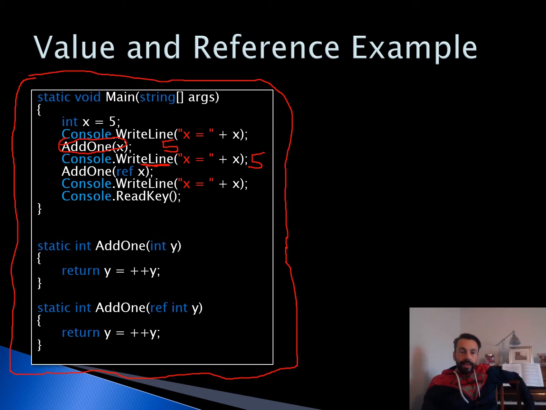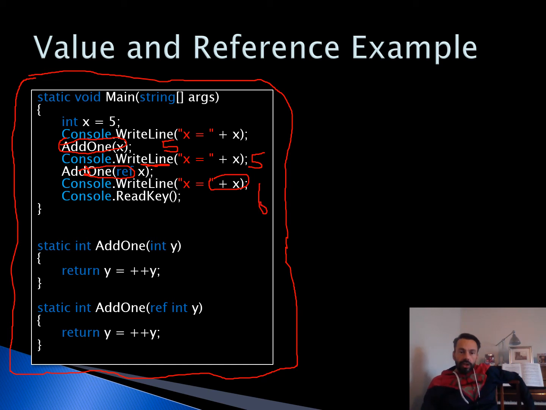But in this one, addOne, you're passing that in as a reference. You're actually passing that variable in. So you're changing the variable, and not a copy of the variable. So when you print this out again, you're going to get 6.